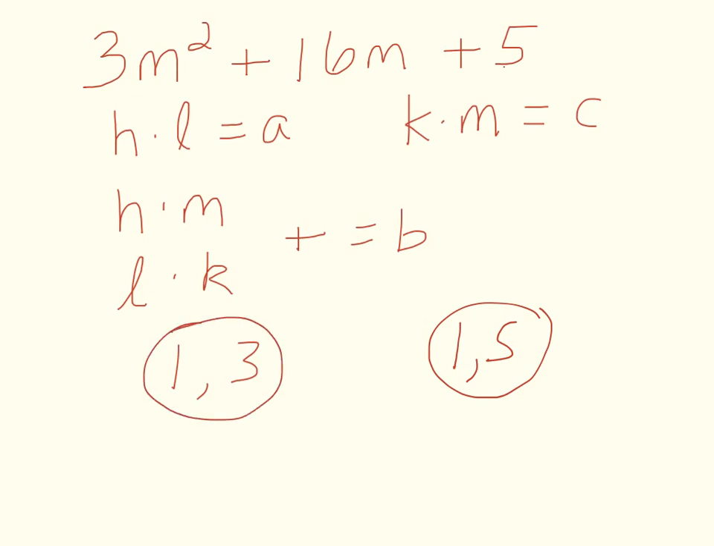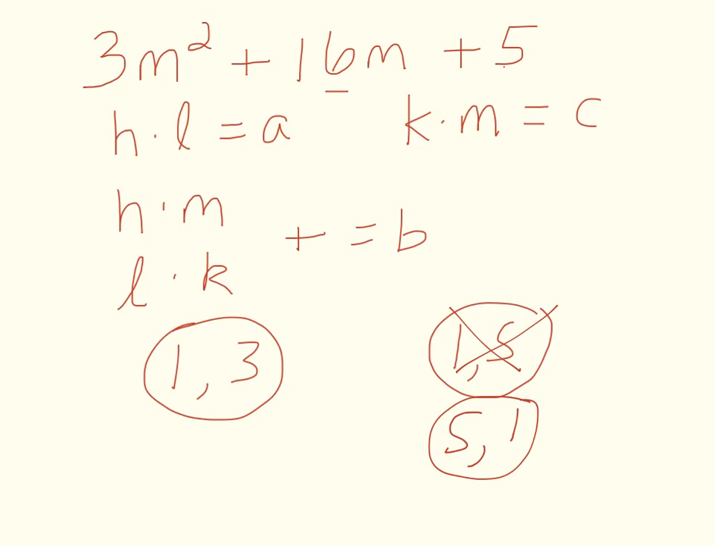Now our job is just to figure out which outer pair and inner pair, if any, produces the 16 up here, the b term. Okay? So as they're listed, our outer pair is 1 and 5. 1 times 5 is 5. 3 times 1, the inner pair, is 3. 5 and 3 only gives us 8. We need 16. So what we want to do is reverse one of these. I'll switch the second pair here. And just for reference, cross those out.